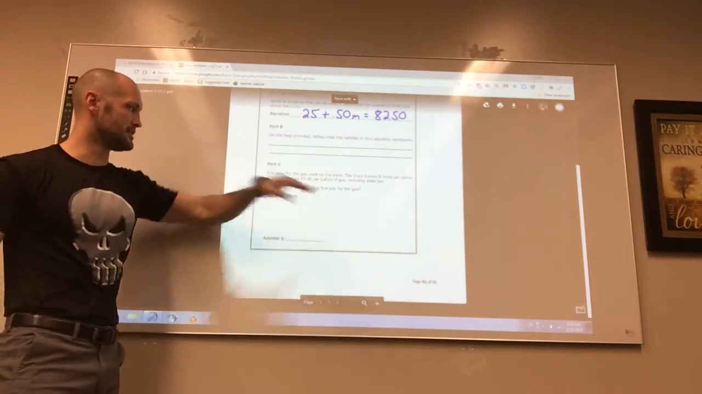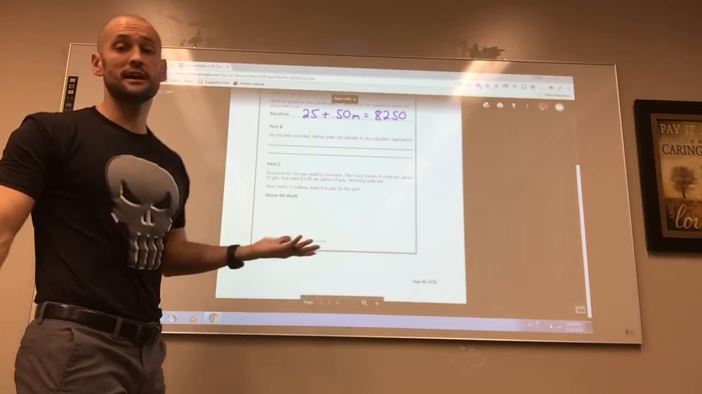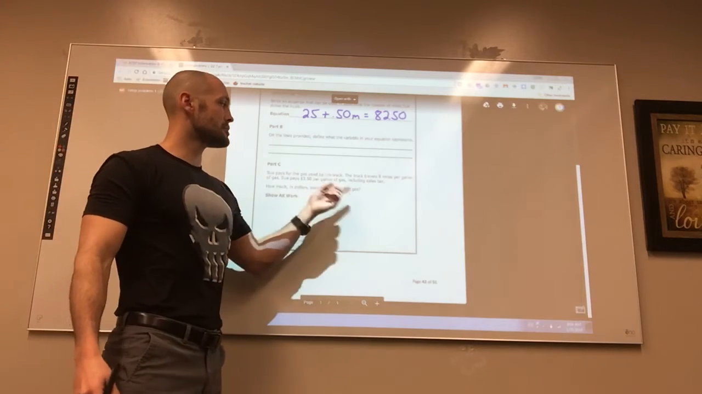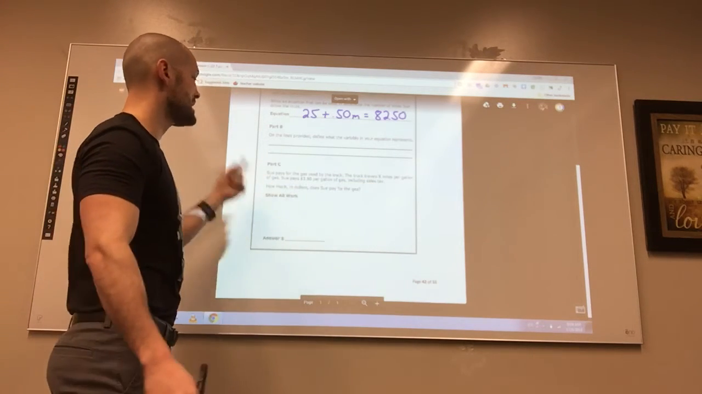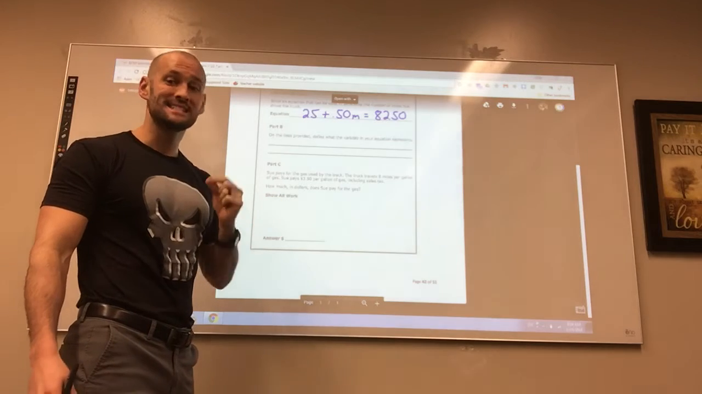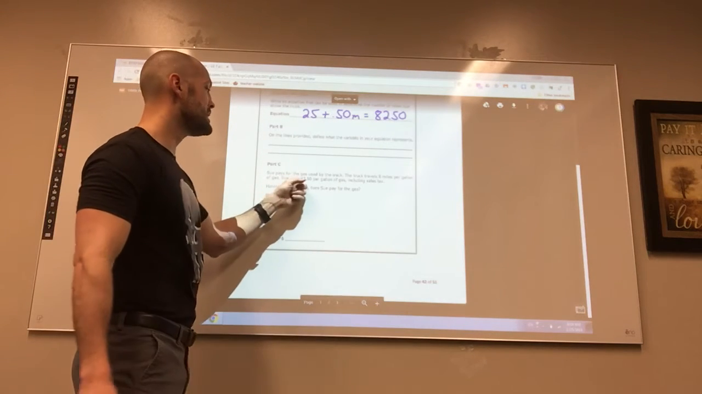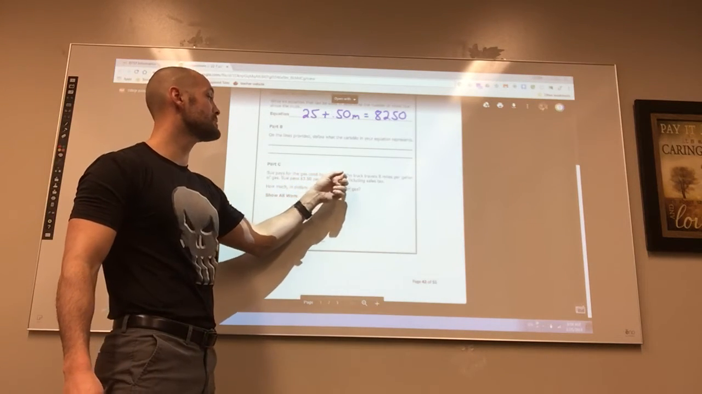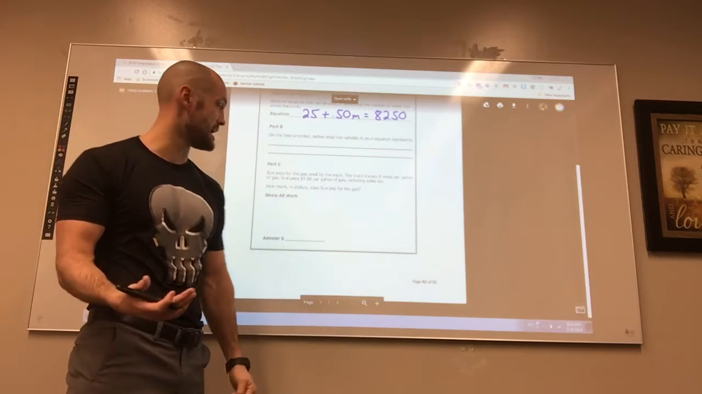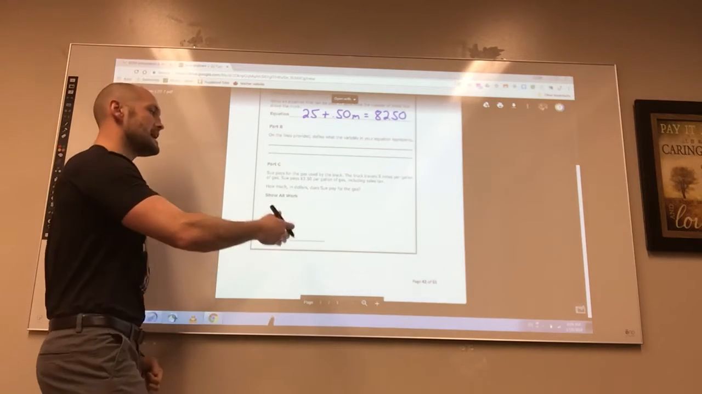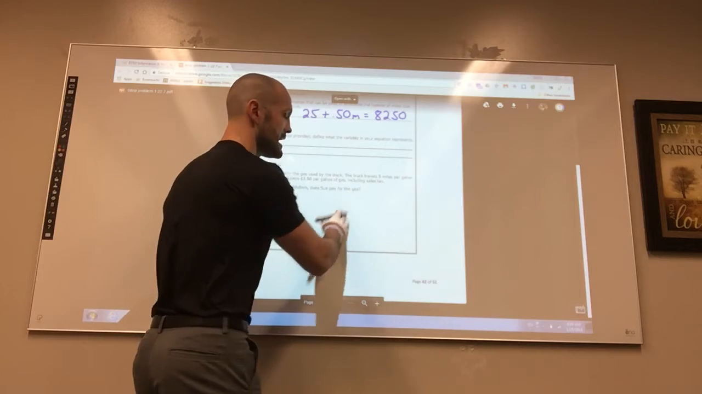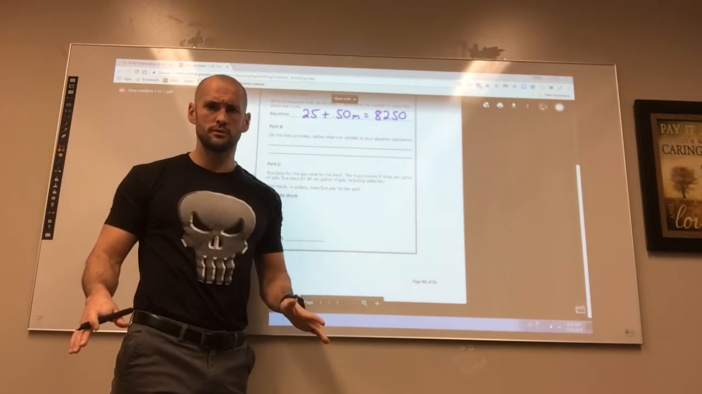Now let's look at what they give us. Sue pays for gas used by the truck. The truck travels 8 miles per gallon of gas. Ooh, that is not good. Sue pays $3.50 per gallon of gas, including sales tax. How much in dollars does Sue pay for the gas? Woo, this is a lot.